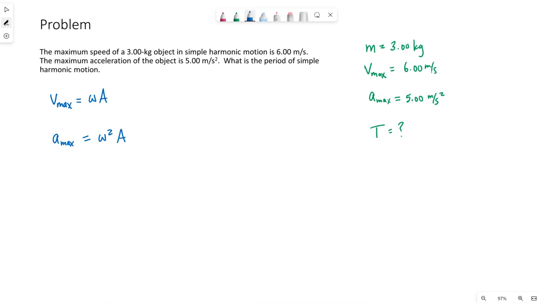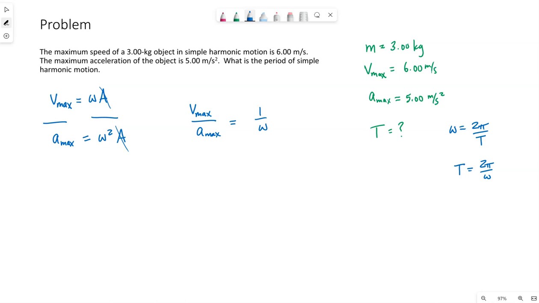If we can find omega, we know omega is equal to 2 pi over T. And so period would be 2 pi over omega. So if we can find omega, that will be great. So let's see. If I divide these two equations by each other, I could say that Vmax over Amax is, the A's will cancel, one of the omegas will cancel. So we would end up with 1 over omega there.